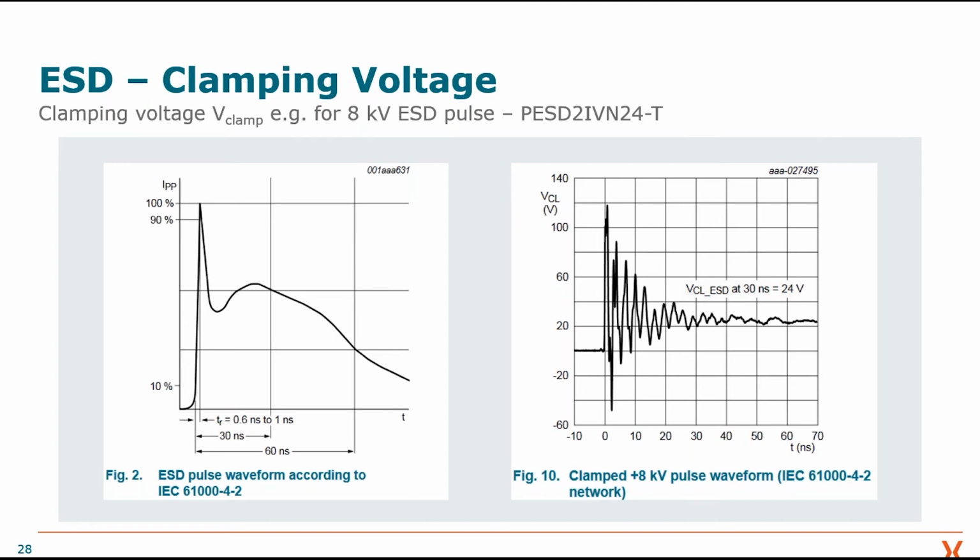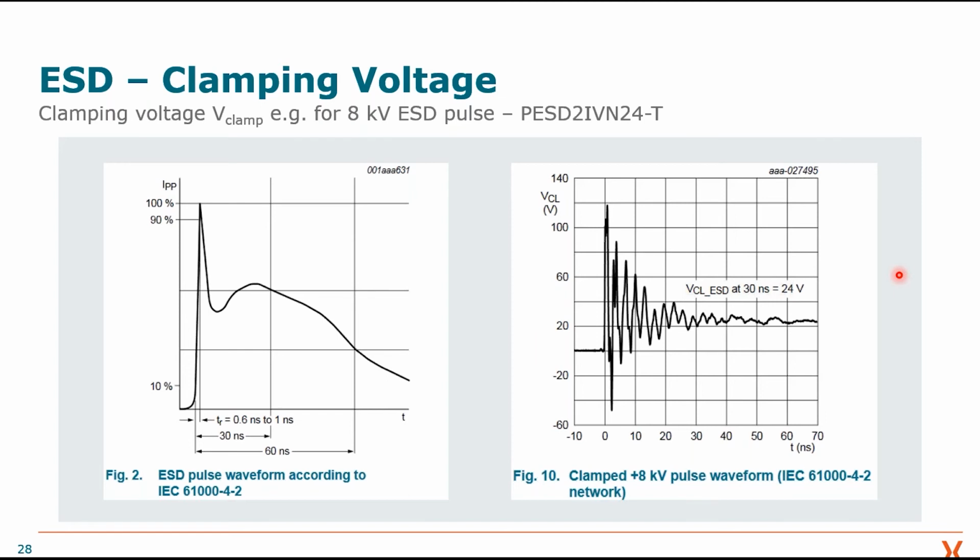Therefore, we need to look at the clamping voltage. The clamping voltage is basically the voltage which the IC, your PHY, your CAN transceiver, your Ethernet transceiver, or whatever you're using, is seeing after the ESD protection. An example is shown on the right side, in the graph of a clamping voltage you can find in any data sheet.